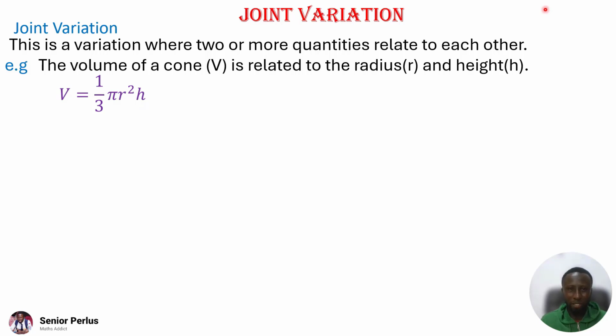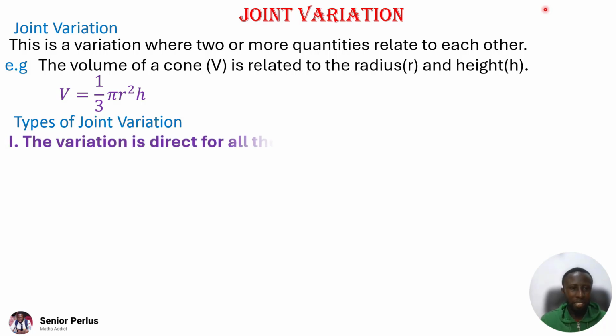As for the type of joint variation, the variation can be direct for all the variables, so all can be direct. It can be direct and inverse. All can be inverse. It depends on the question. Now you know what direct variation and inverse variation are, so we can do joint variation. This is our first type.